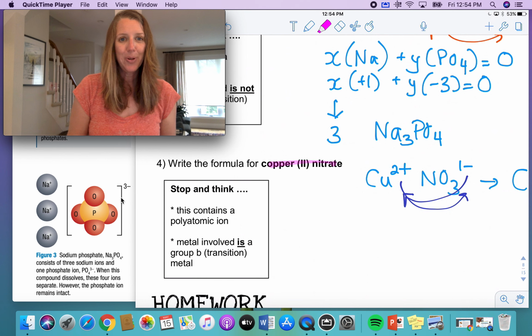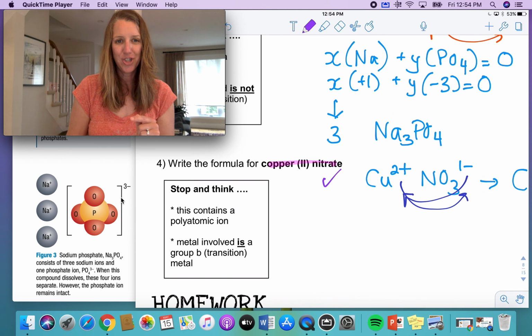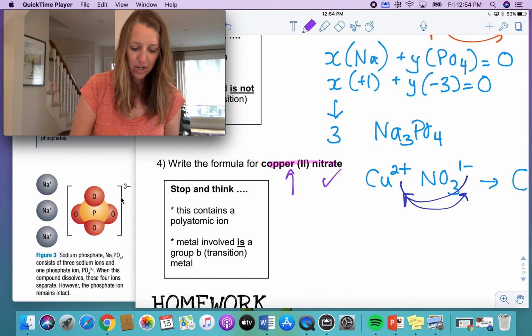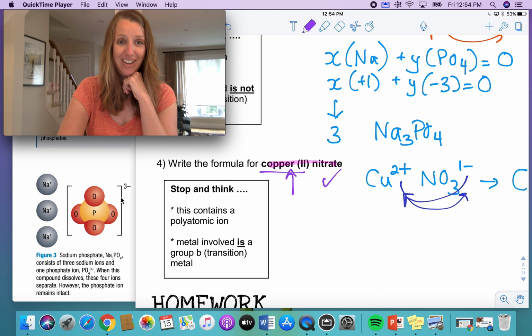Copper 2 nitrate. Stop and think. Is this a polyatomic? Yes, nitrate is an NO3 with a 1 minus charge. Copper, do you know the charge on the copper? You sure do, because it's given to you in the name. It has to be given to you in the name. You can't just say copper nitrate because you don't know which copper ion it's going to be.